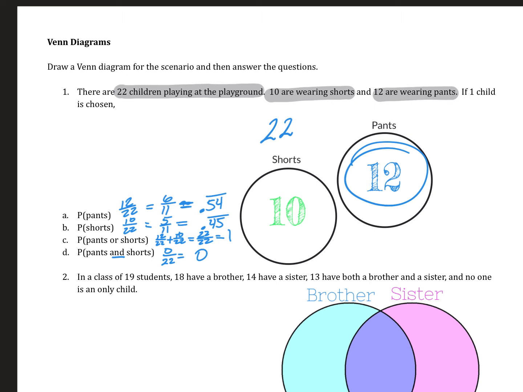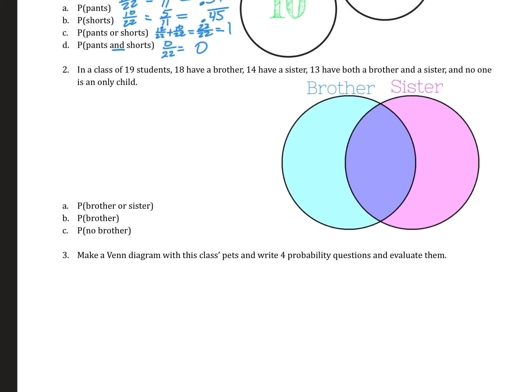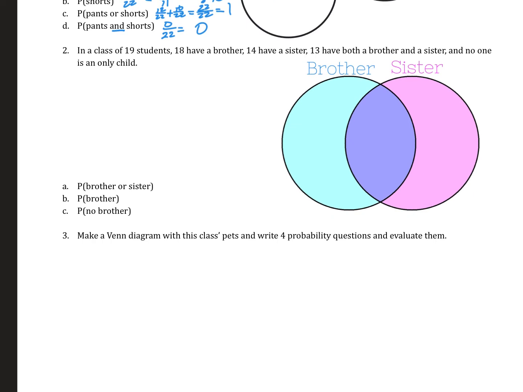Next, we'll talk about Venn diagrams that are not mutually exclusive. So we are going to see some overlap here. It says in a class of 19 students, 18 have brothers, 14 have sisters, and 13 have both brother and sister. No one is an only child.